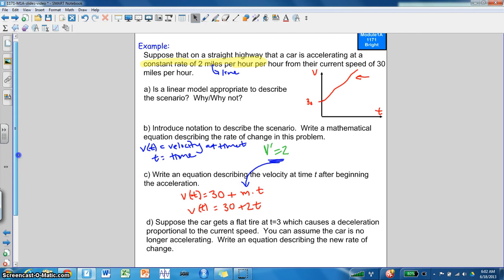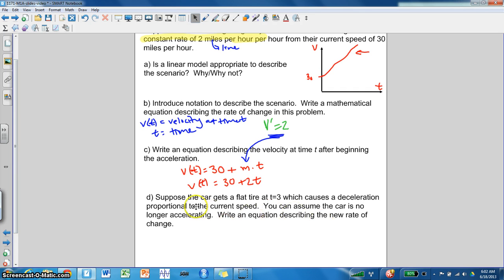Okay, lastly, suppose our car gets a flat tire at time t equals 3, which causes a deceleration proportional to their speed. Okay, let's hang on to that. Proportional to their current speed. You assume that the car is no longer accelerating, and really, if you get a flat tire, you probably don't want to accelerate. So we want to write an equation describing the new rate of change. Well, the rate of change, again, we're looking at speed. So we're going to say, okay, the change in speed is equal to something.